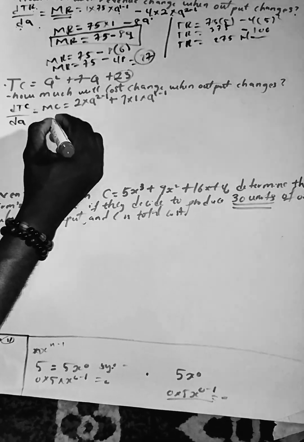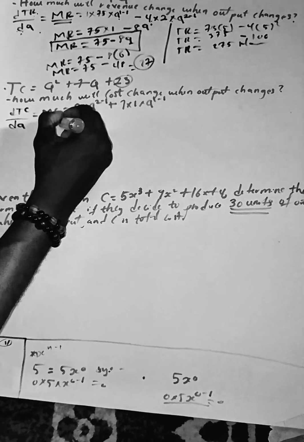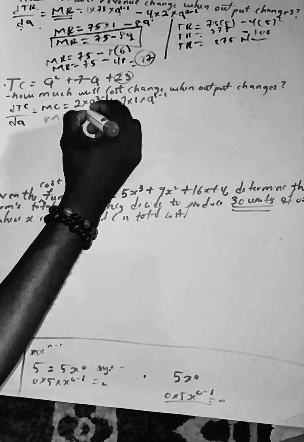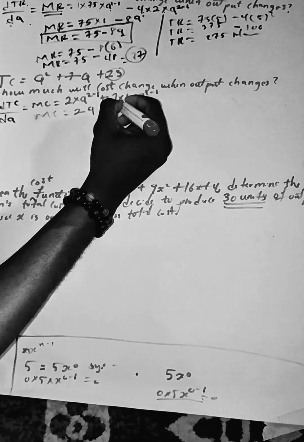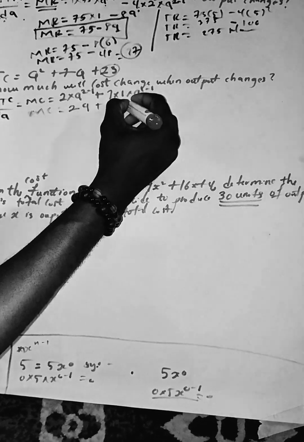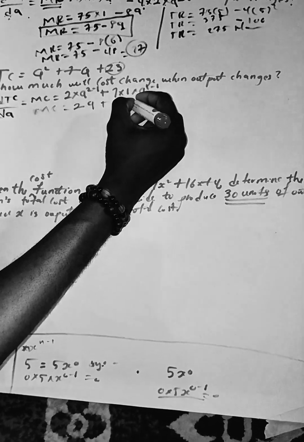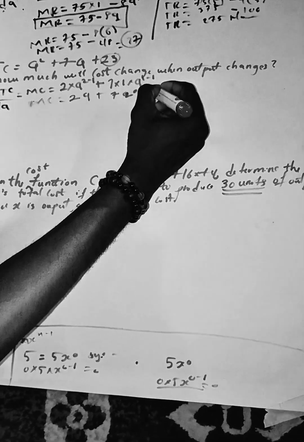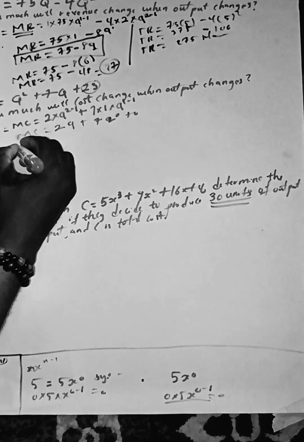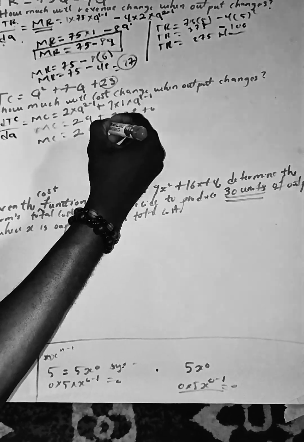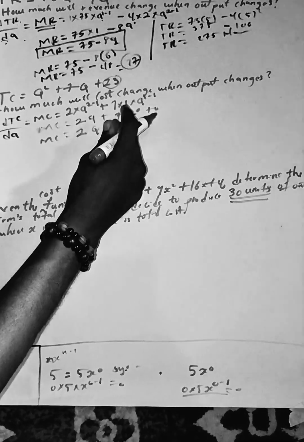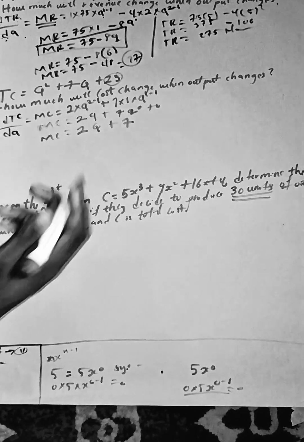So our marginal cost is just equal to 2q, since 2 minus 1 is 1, plus 7 times q raised to power 0, then plus 0. Right? So our marginal cost is equal to 2q plus 7, since q raised to power 0 is 1. So this is our marginal cost function.